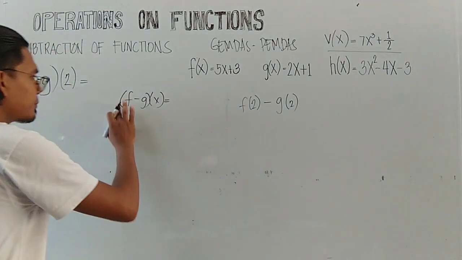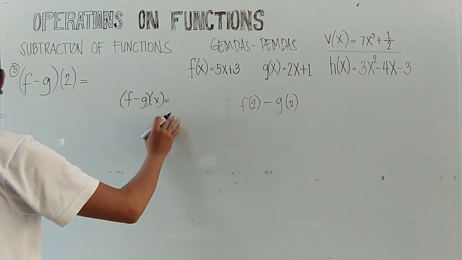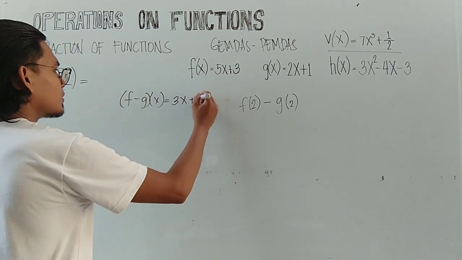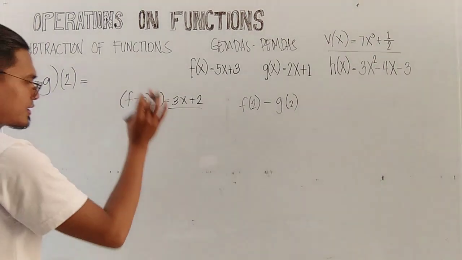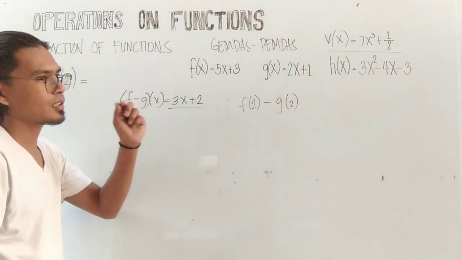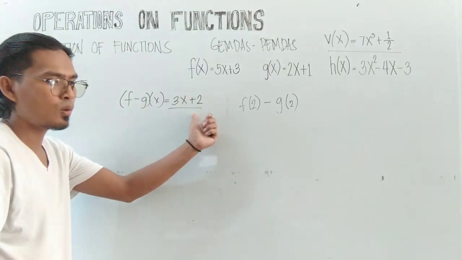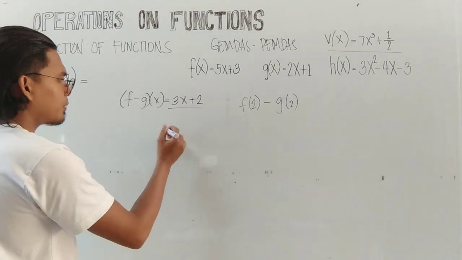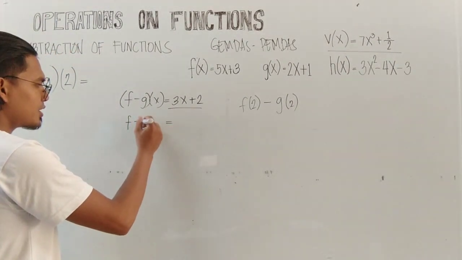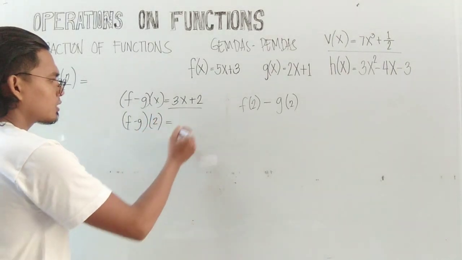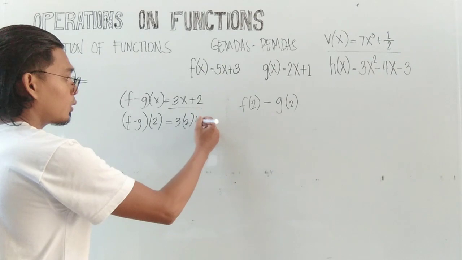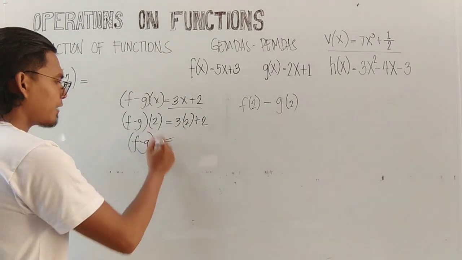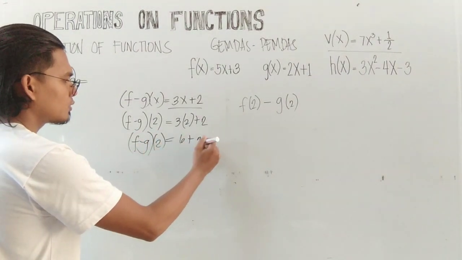Going back sa first example, ang f minus g of x is equals to 3x plus 2. Substitute na ta, f minus g of 2: 3 times 2 plus 2. So substitute and evaluate the function. Therefore, f minus g of 2 is equals to 6 plus 2. That will become 8.